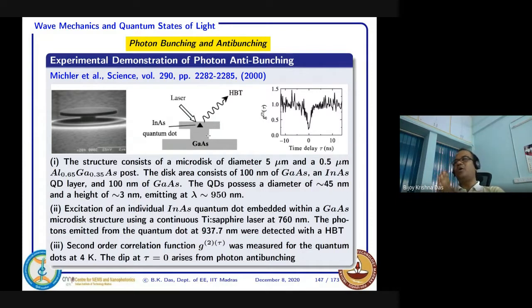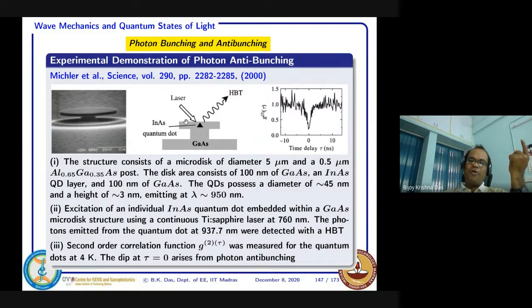So in a quantum dot, whenever you inject an electron and hole, I will be explaining that a little while later, they will create an exciton, and that exciton will have a lifetime. If you create an exciton and inject it into the quantum well, depending on the lifetime, it will be de-excited and some photon will be generated. So that lifetime controls that kind of anti-bunched photon emission.